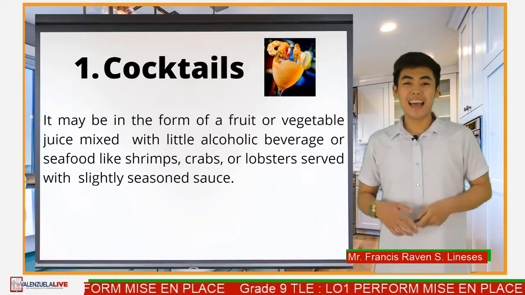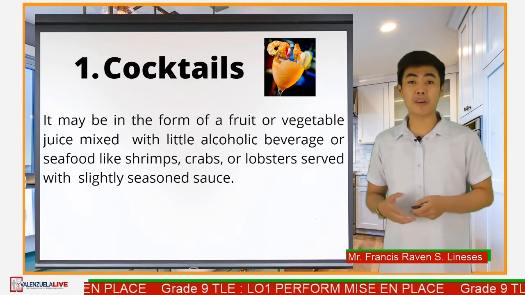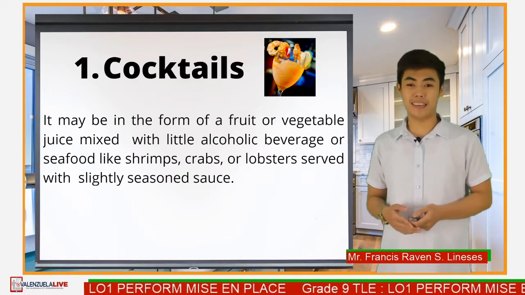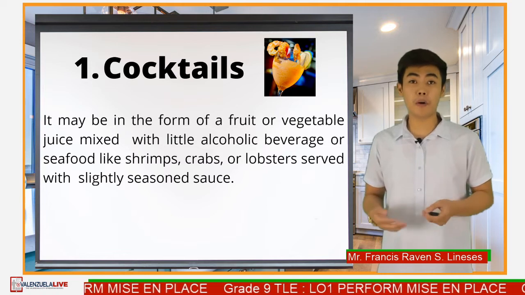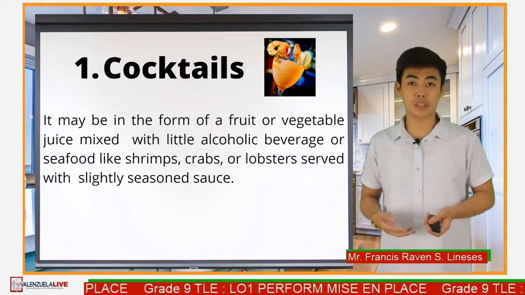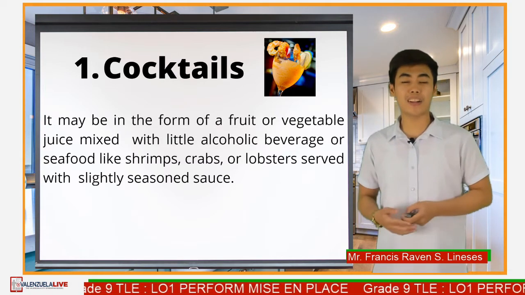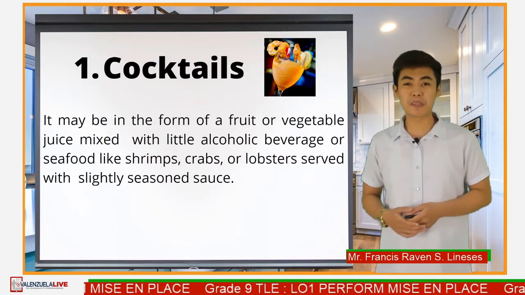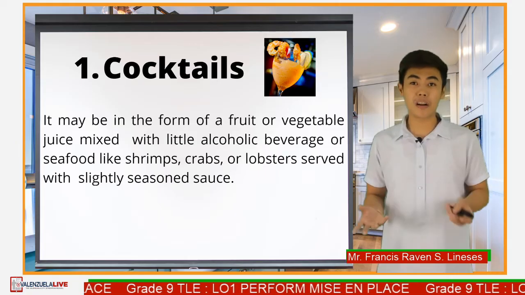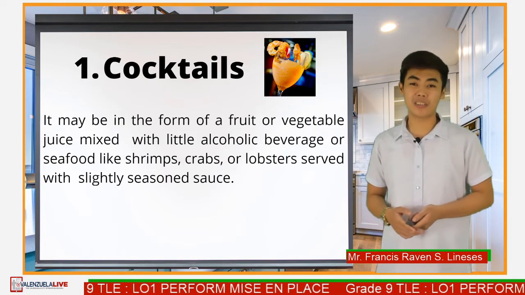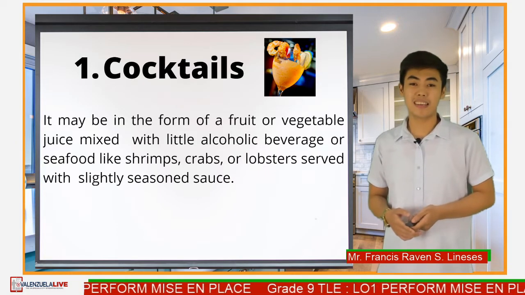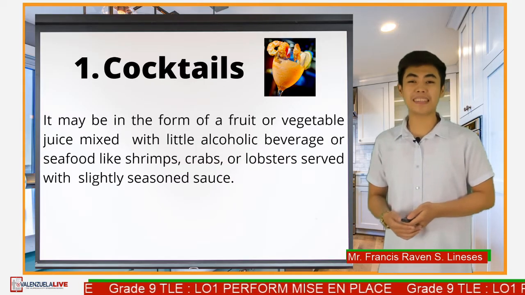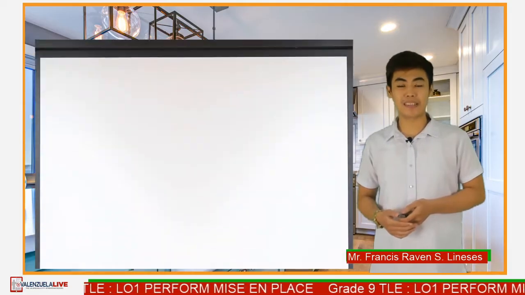Very good. Cocktail is a mixture of different liquors and other liquids or an appetizer. It may be in the form of a fruit or vegetable juice mixed with little alcoholic beverage, or seafood like shrimps, crabs, lobsters, served with slightly seasoned sauce. So now, I will present to you the kinds of cocktail appetizers.